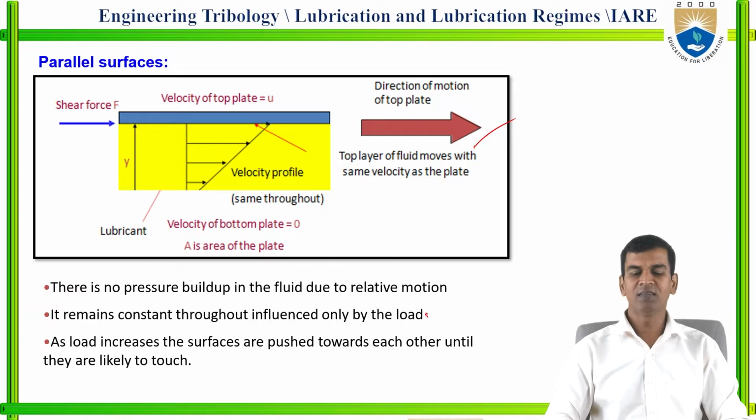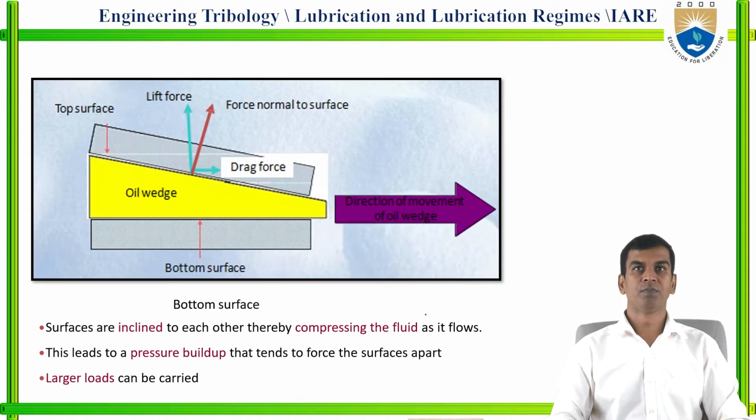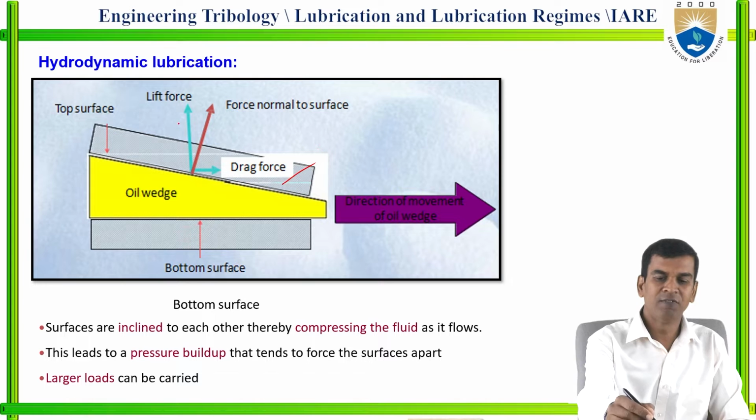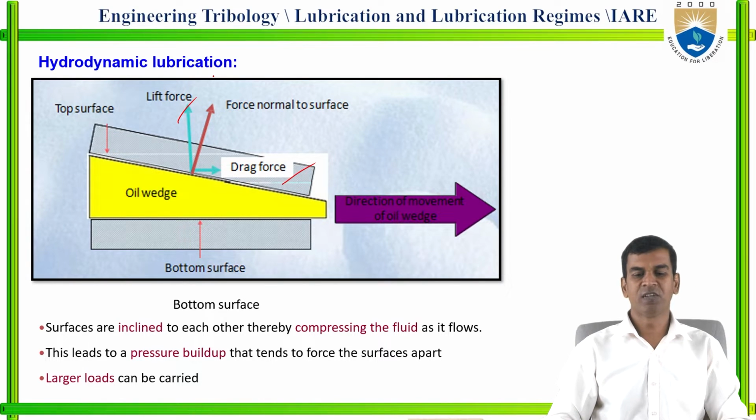As the load increases, the surfaces are pushed towards each other until they are likely to touch. Now see, in hydrodynamic lubrication, the oil wedge is the yellow color you can see. The drag force acts horizontally, the lift force acts vertically, and the top surface is moving downwards.